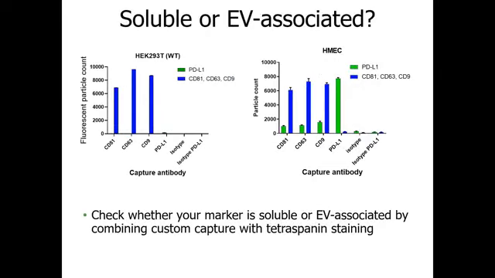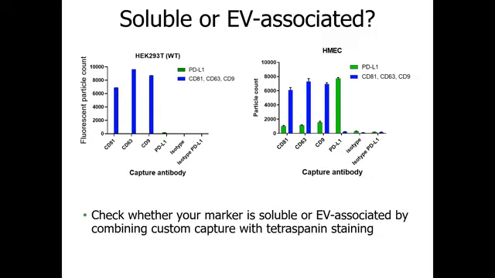Depending on the protein marker you're interested in, you may not always know if it's EV associated or soluble. Leprechaun can help solve this question. By using the Flex Luni and customizing the capture step with an antibody against the protein of interest, in this instance PD-L1, you can get a measure of the total amount of that protein in your sample. By counterstaining with tetraspanin fluorescent antibodies, you can check whether that protein is bound to EVs.